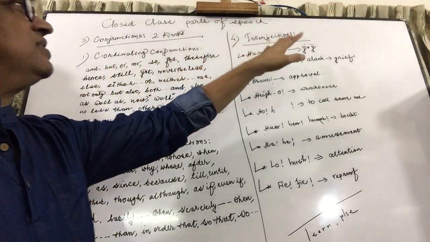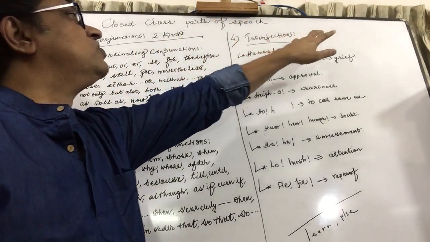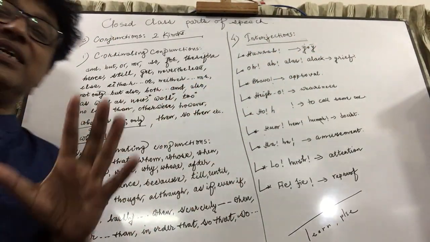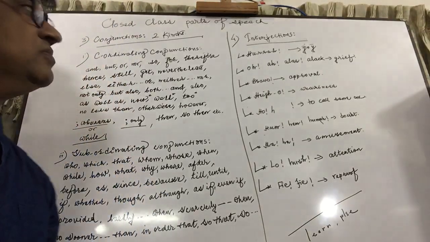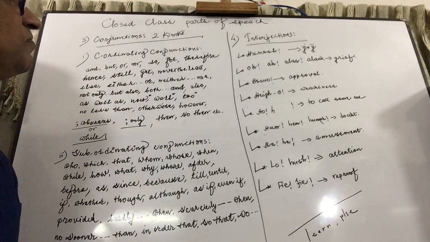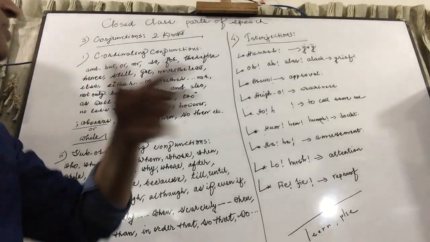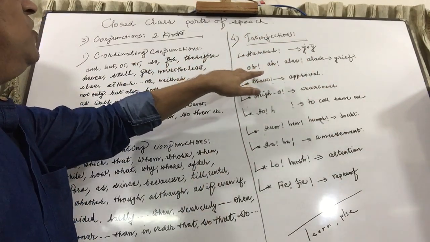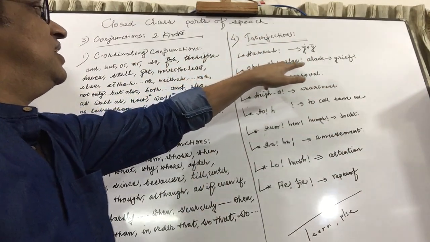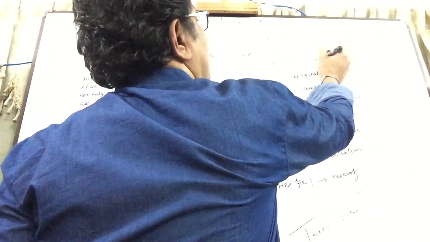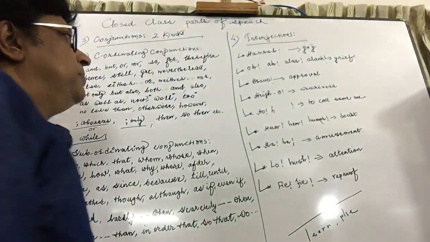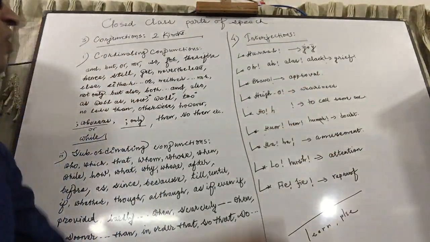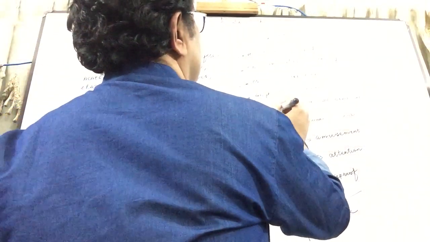Now the question of interjections. This is the last topic of the closed class parts of speech. Interjections. There are certain words listed which are used as interjections for expressing certain feelings. Hooray: we use hooray for expressing our joy. Oh, alas, alack, etc. for expressing grief. Bravo, approval. Hey, oh, weariness. Oh, hello.